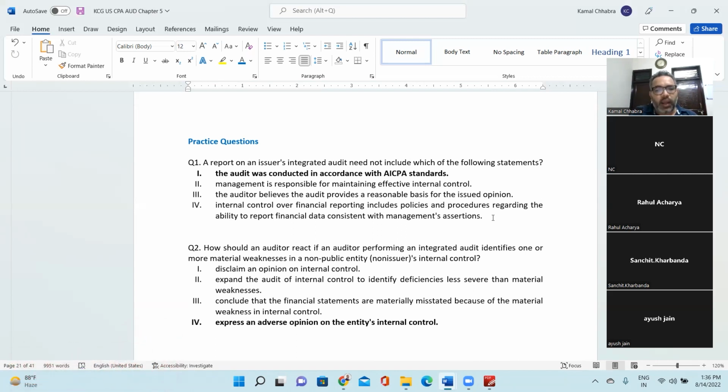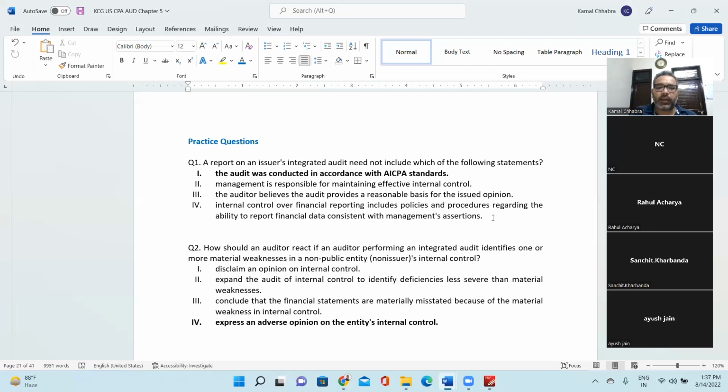Third statement, the auditor believes the audit provides a reasonable basis of evidence to issue the opinion. So is it right or wrong? Right. The auditor is required to mention this, that they have obtained reasonable, sufficient and appropriate audit evidence to provide a reasonable basis. So the third statement is also right.